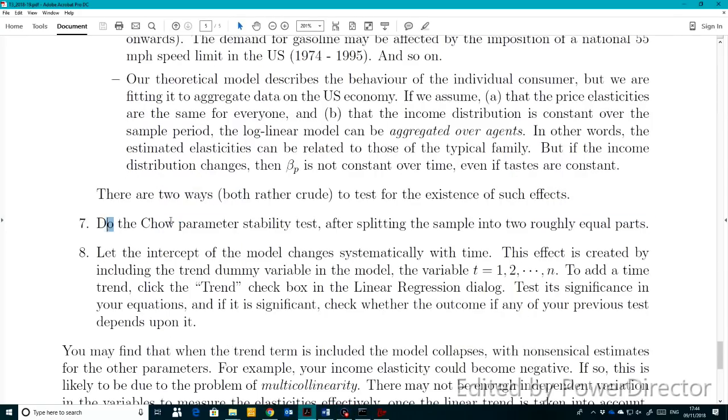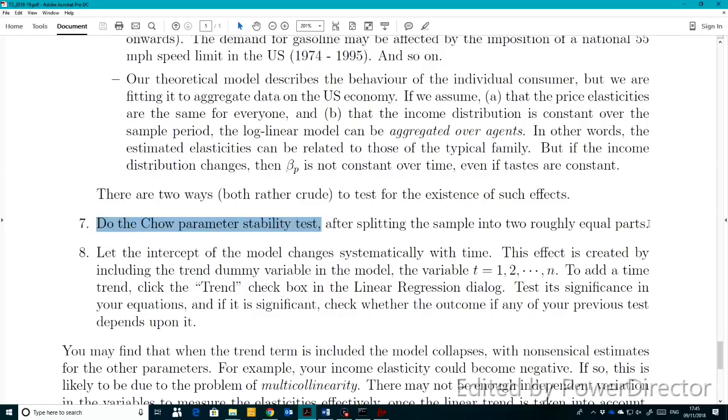Now the question is to do the Chow parameter stability test. Remember that for this test, usually you have to divide your data into 2 samples, and you have to know if these 2 samples have the same parameters or different parameters. If they have different parameters, this means that we reject the null hypothesis, meaning something happened between prior to the event and post to the event, which is after the event.